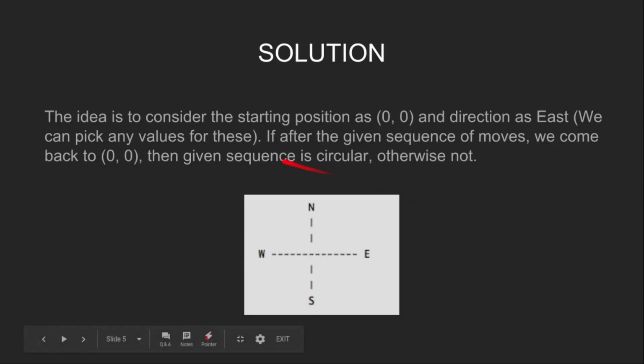The idea is to consider the starting point as 0, 0 and direction as east. We can pick any values for these. If after the given sequence of moves we come back to 0, 0, then the given sequence is circular, otherwise not.